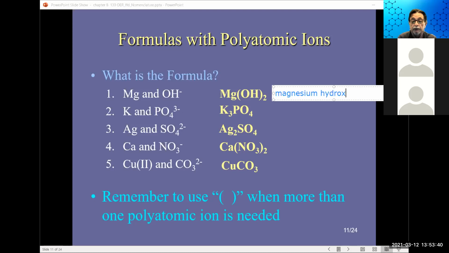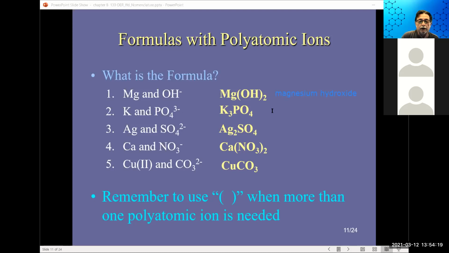If you don't remember, keep in mind you're given OH minus, okay? That should flag you to go to the polyatomic ion table. And it's not a hydroxide, it's hydroxide. Yes, it's hydroxide. It's the same thing, AKA magnesium, milk of magnesia. It's a base, which we're going to be learning about pretty soon.